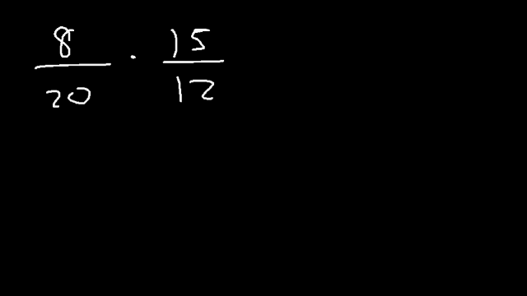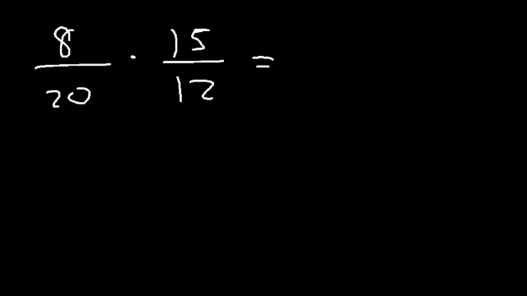Now let's say if we have a fraction with large numbers. Now we can multiply across. However, we're going to get bigger numbers and then we'll have to reduce the fraction. So if you're dealing with large numbers, simplify first before you multiply.